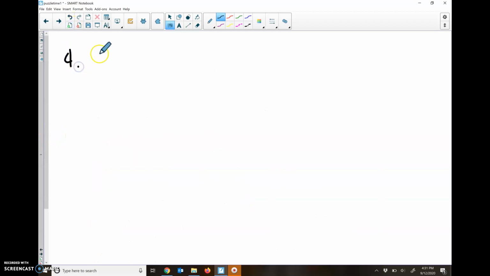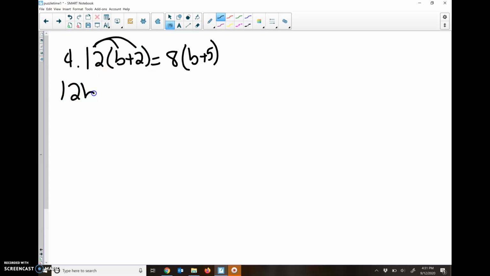And let's just write the next one out because we're going to run out of room. So I got 12, and then b plus 2 equals 8, and b plus 5. So first step here is to distribute. So 12 times b is 12b. 12 times 2 is 24. Over here I got 8 times b, so that's 8b. 8 times 5 is 40.